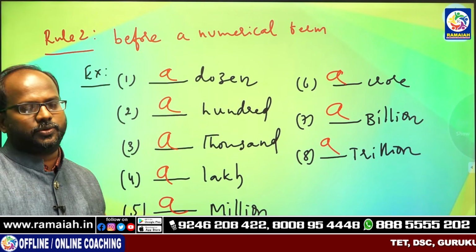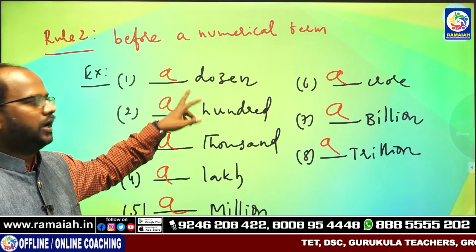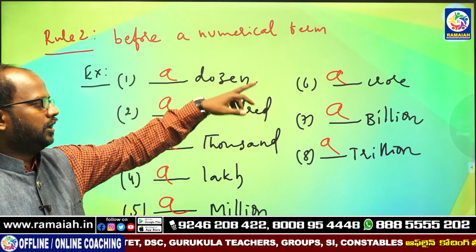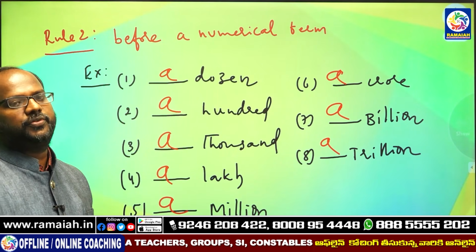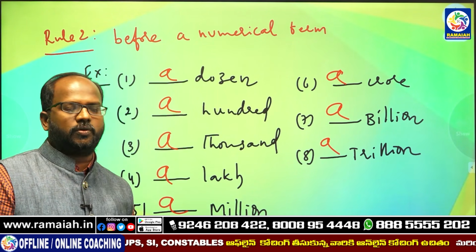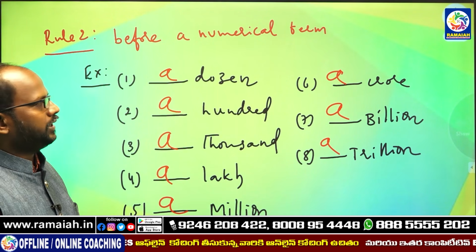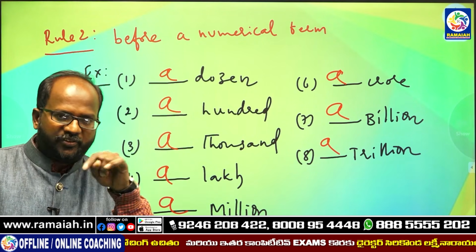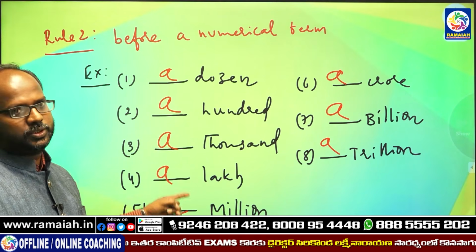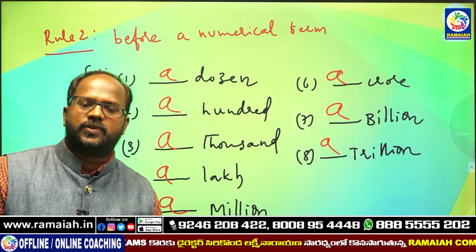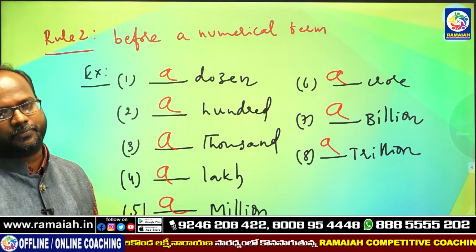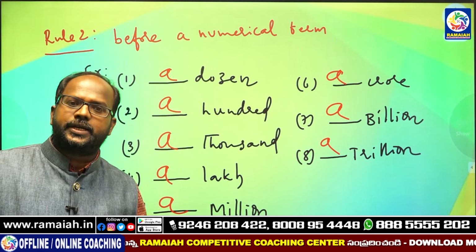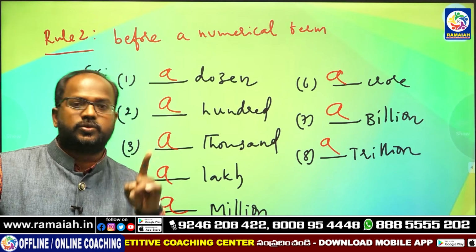All are consonant sounds only. Dozen, da, ha, 1000, tha, lakh, la, mi, ma, kha, ba, ta. Yes, before numerical terms, before the quantifications, we use article A, but not at all times. There is a difference. If we say these numerical terms in a casual manner, we use article A. If the numerical terms are used as the unit of measurement, then we use article the.